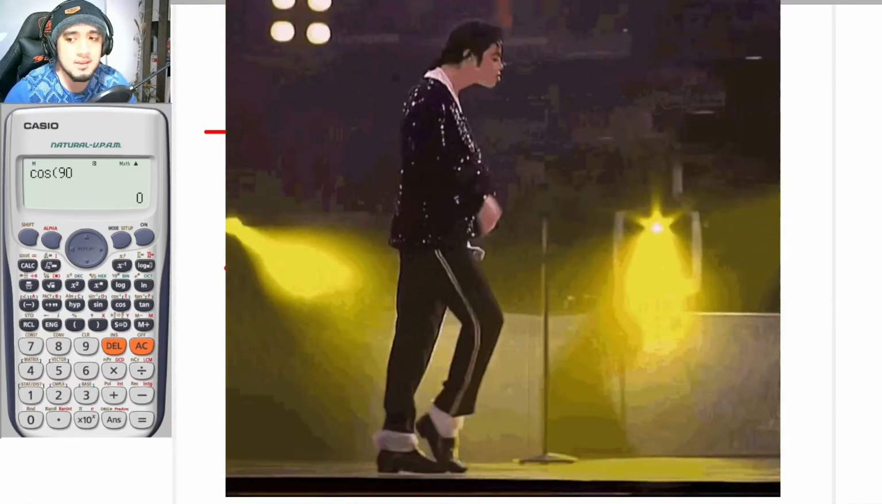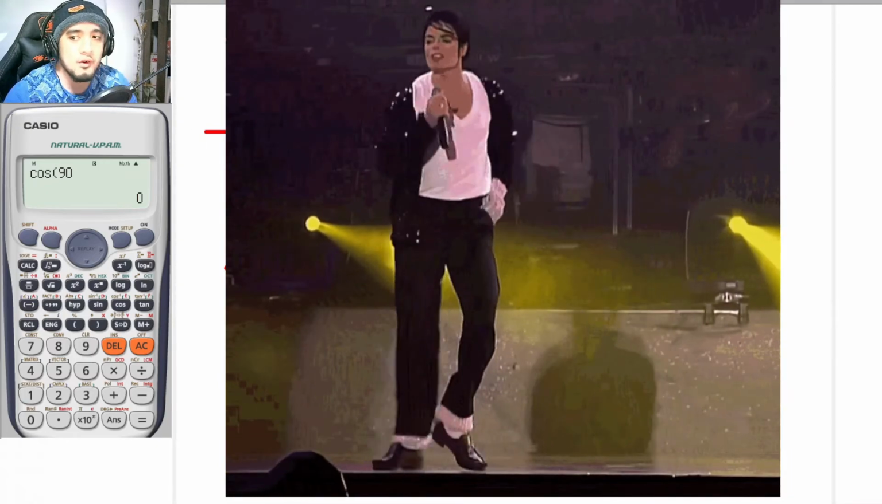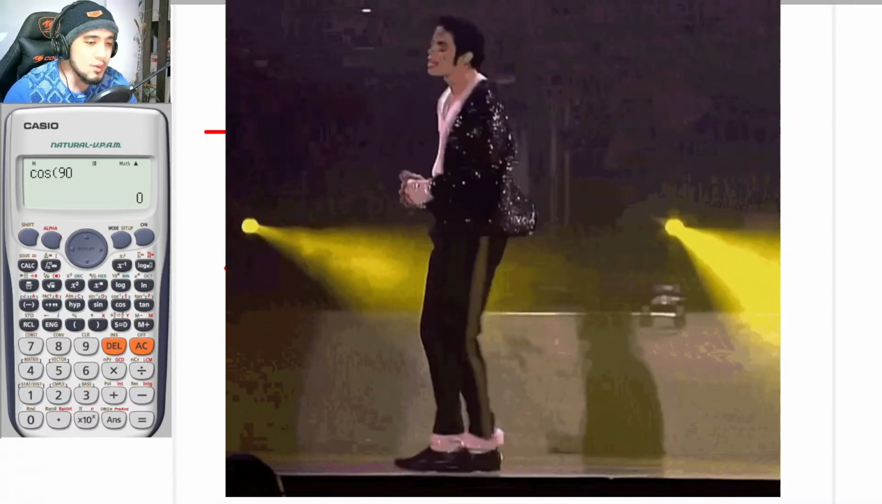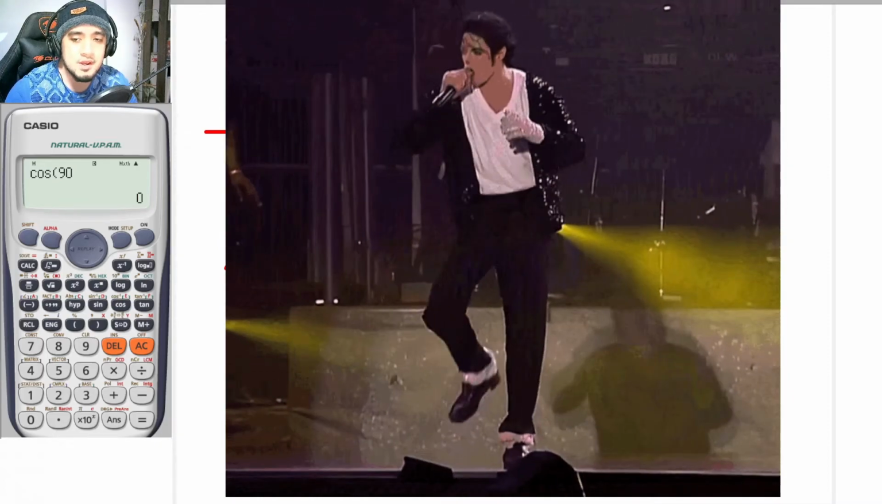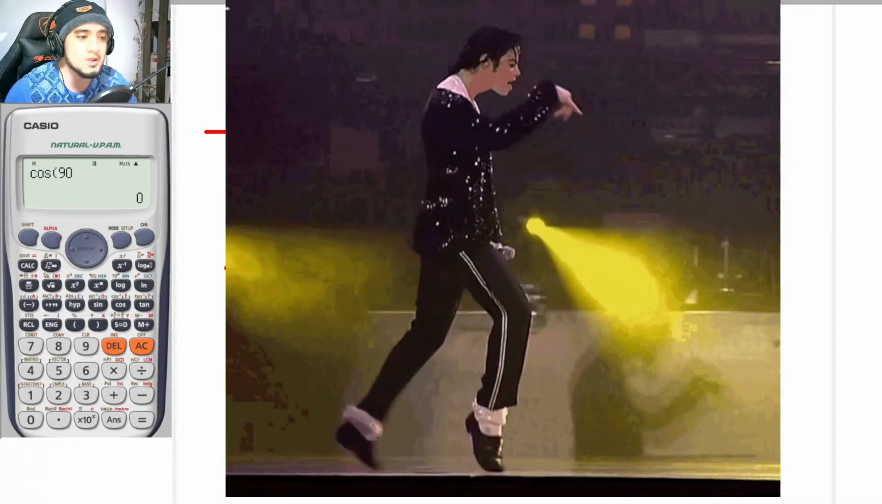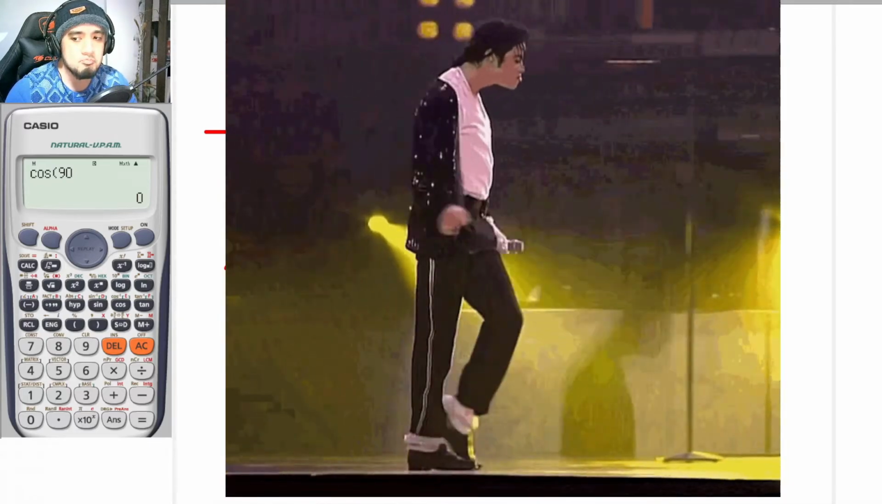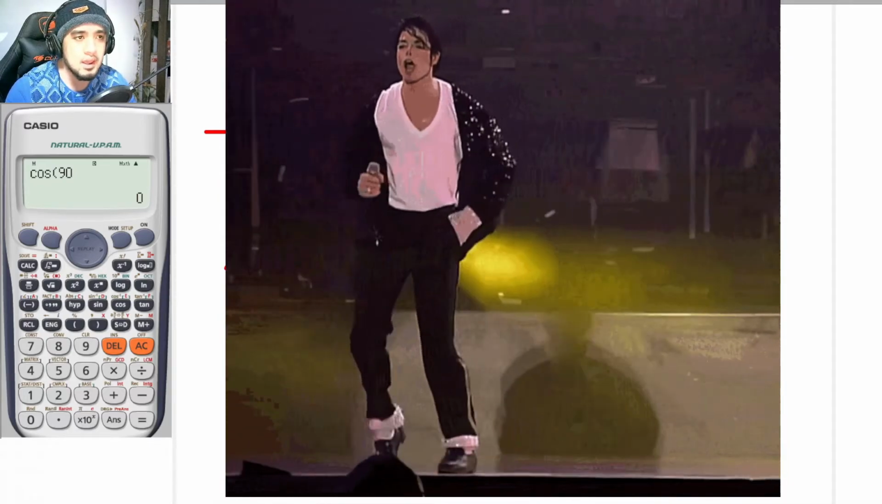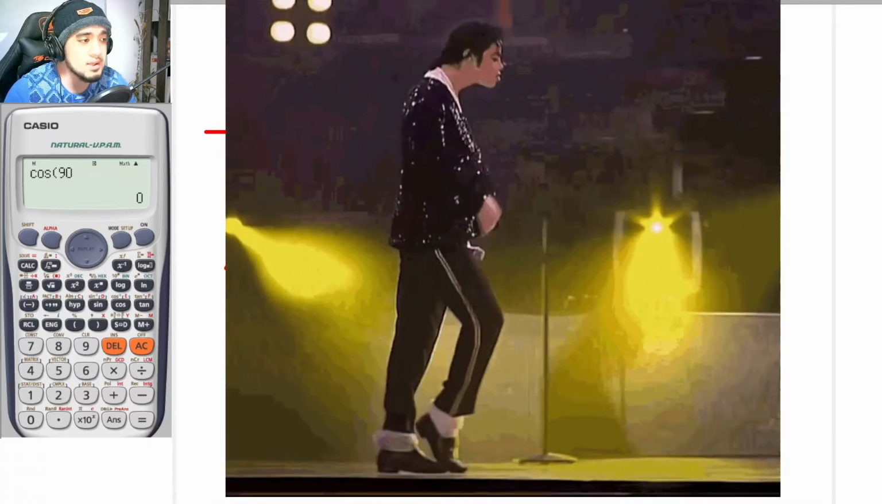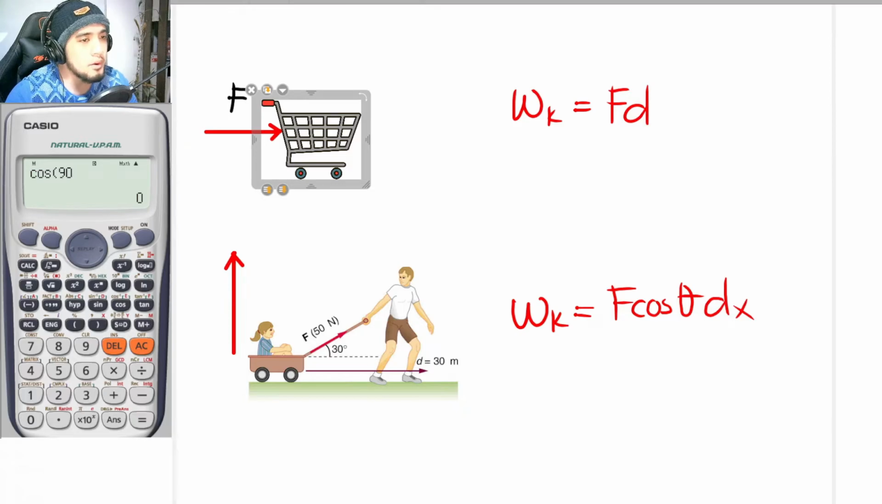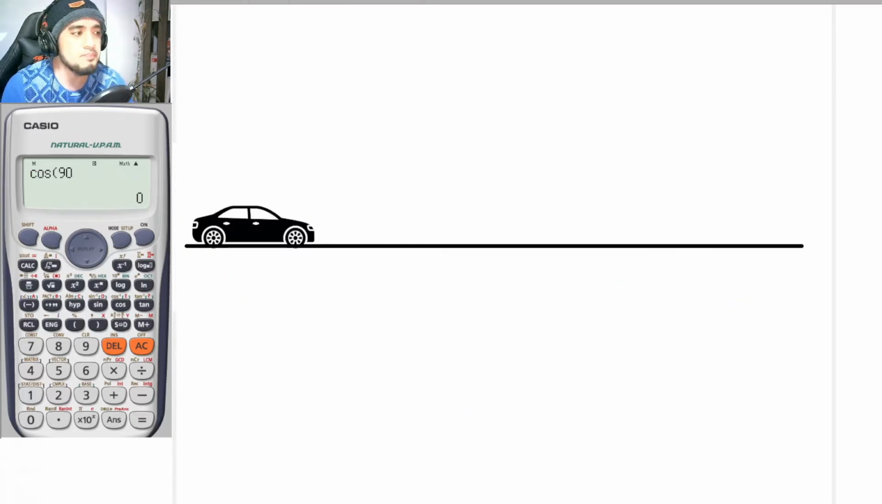But disclaimer, this is a bad example for our topic, because what MJ is doing here is just an illusion. His force is actually going towards the left. And once again, that moonwalk wherein he seems to be walking towards the right is just an illusion. Okay, so for us not to compromise engineering physics, let us just have this as an example.